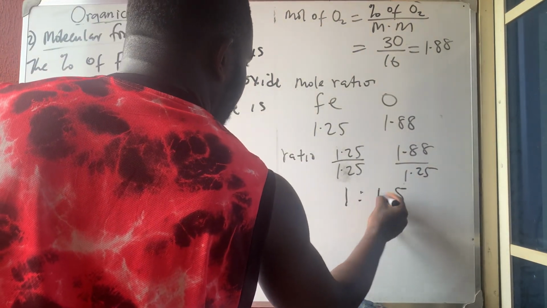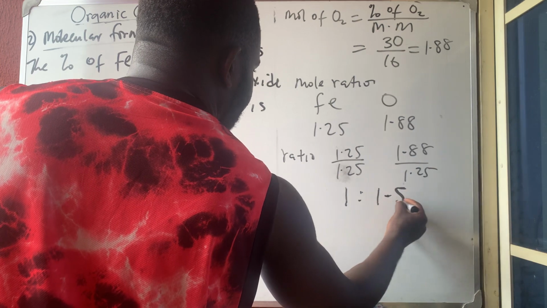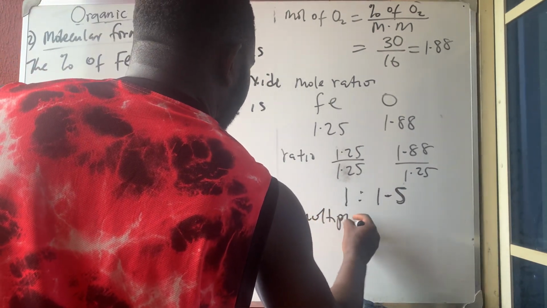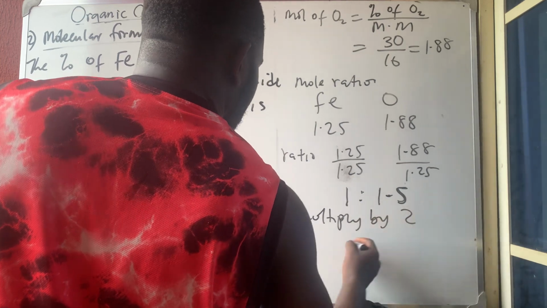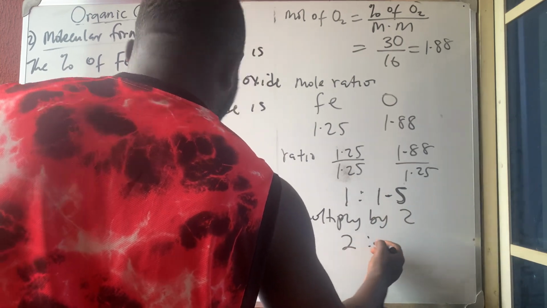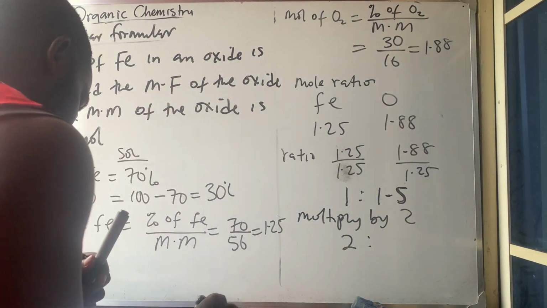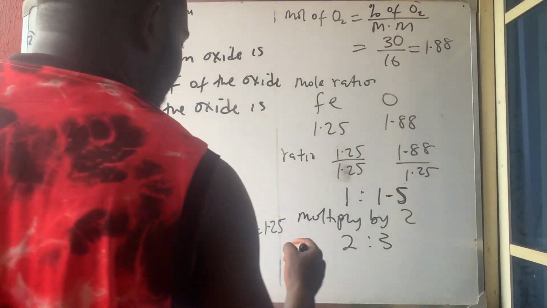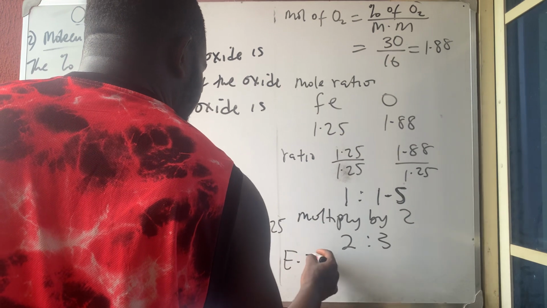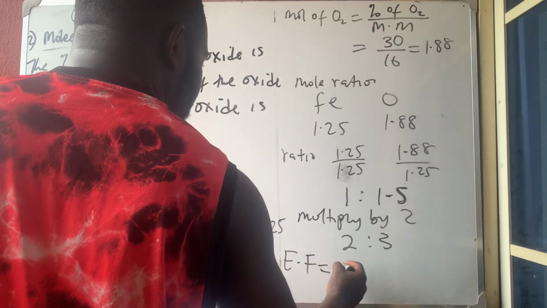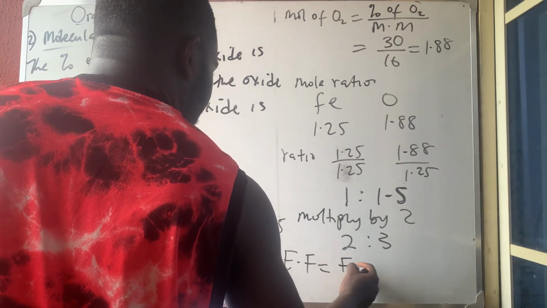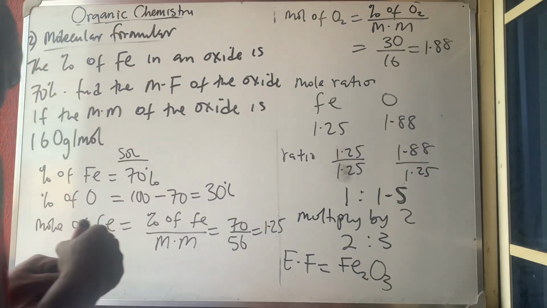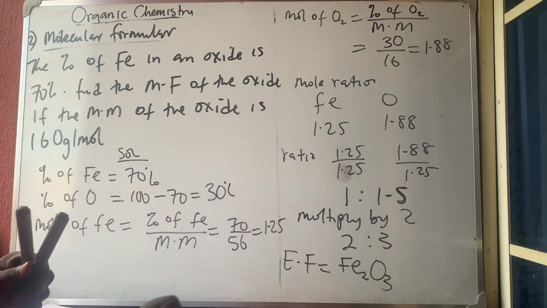So we don't need the point. The 0.5 means it's being divided by 2. So if you multiply by 2, 2 times 1 is 2, and 1.5 times 2 will give you 3. So 2 is to 3. So this will now help us to get the empirical formula. The empirical formula is now equal to what? That is Fe2O3. That is the empirical formula.